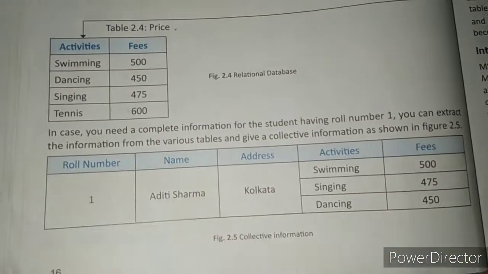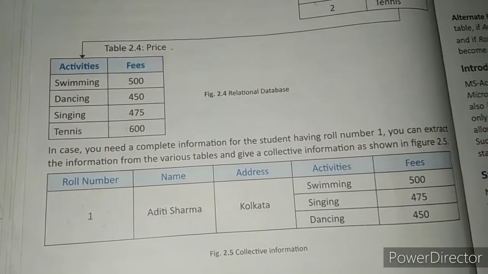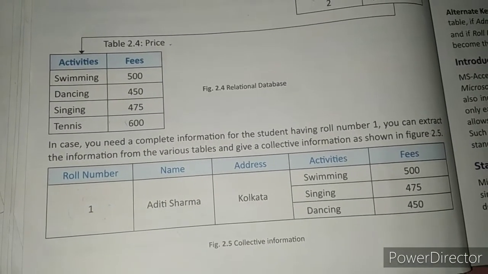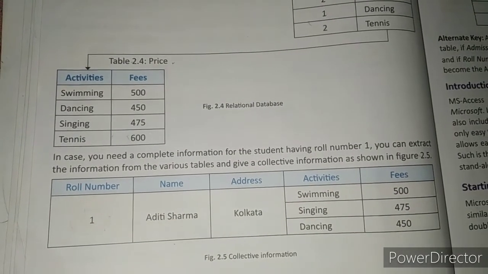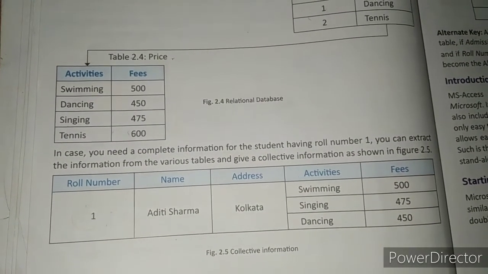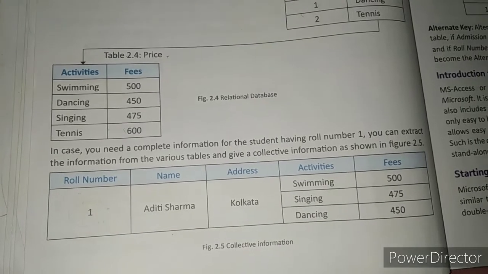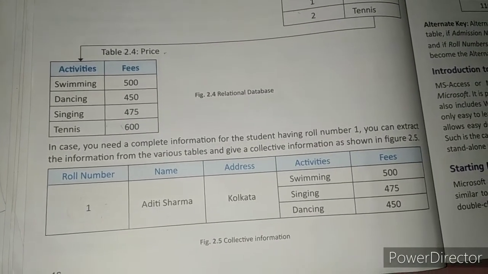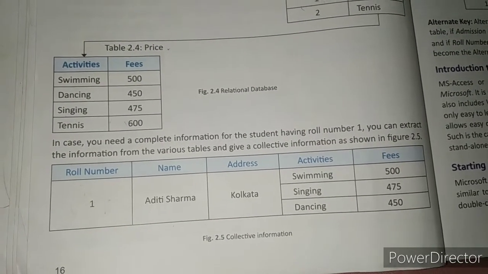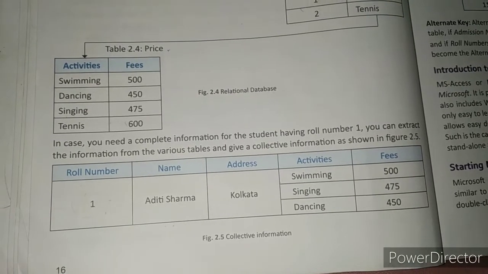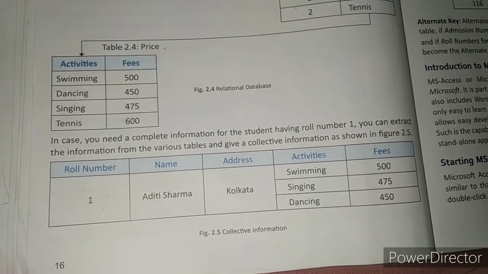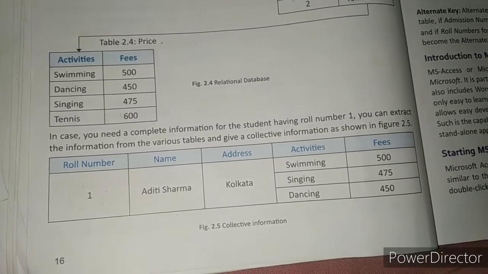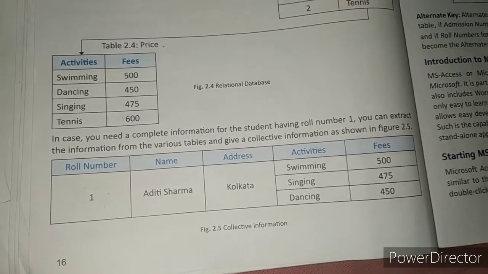This is the information you have retrieved from three tables, which are different tables, but they are linked with the roll number. So this is how these three tables are related, and this type of database is known as a relational database, in which tables are linked with a common field, and generally these are known as primary keys.